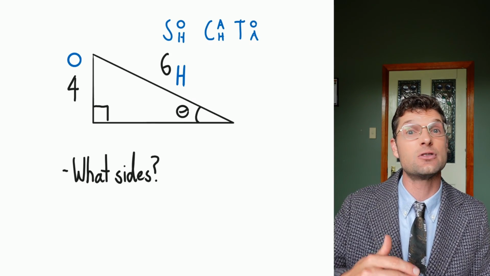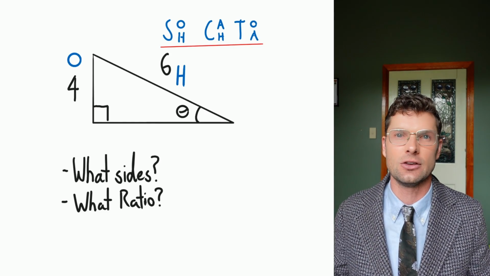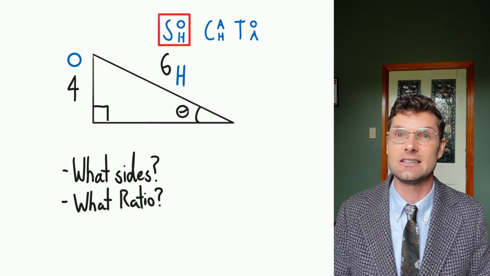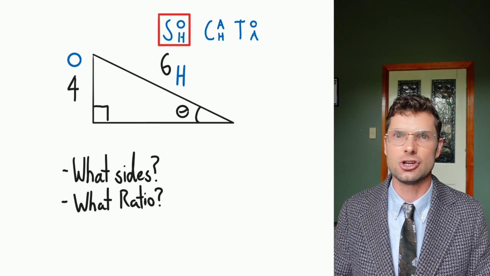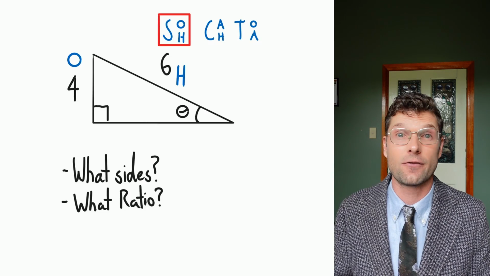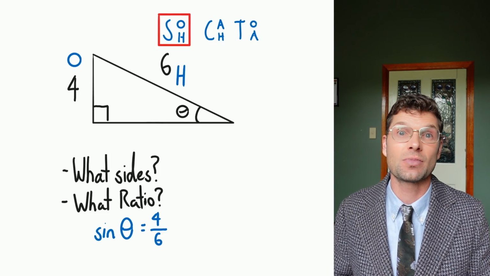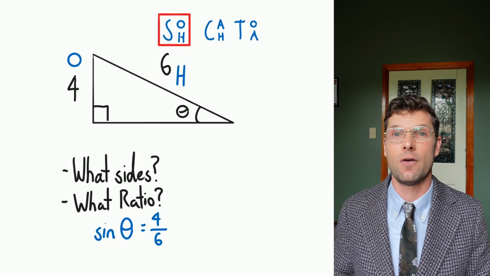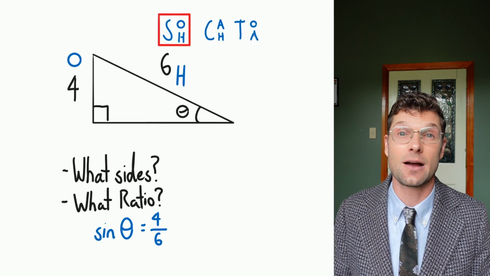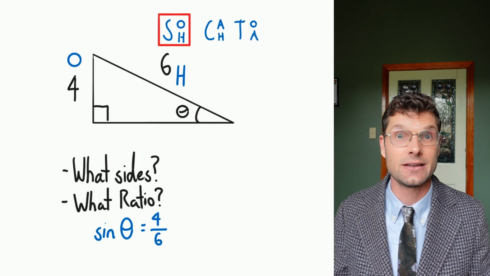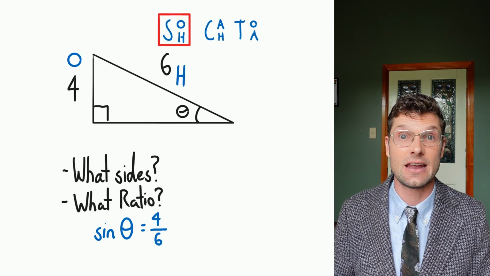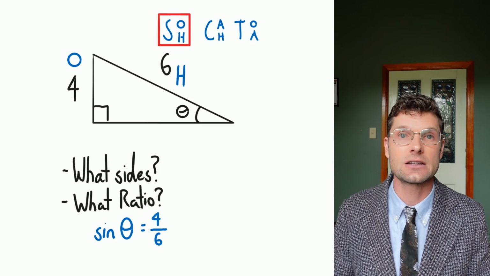All I've got to do now is work out which of these ratios I use. Because I've got O and H, I know that it's going to be sine, SOH. So that means to write my equation, all I've got to do is sine of the angle is equal to the opposite divided by the hypotenuse. So 4 divided by 6. In the next couple of lessons, we're going to see how to get an actual answer from this. But if you can set this equation up, you're like 90% there to getting full marks for trigonometry.